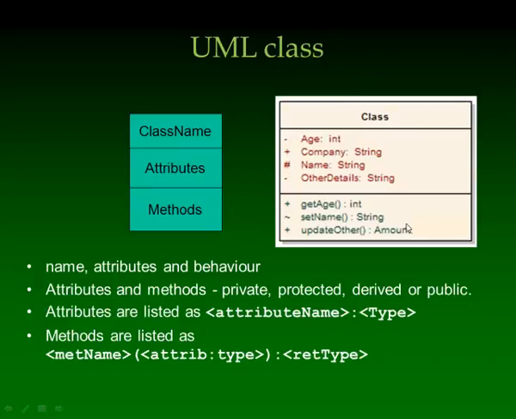And you've got the attributes listed like this: attribute name, colon, type, okay? So this is not the way it's done in C++ or Java, okay? And the methods are listed like this. So this is the format in the standard UML, okay?